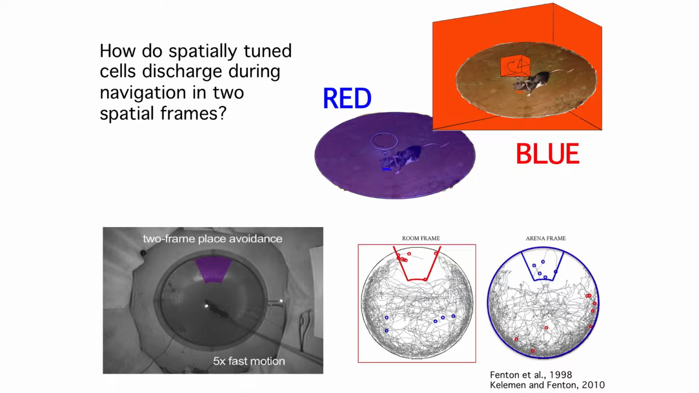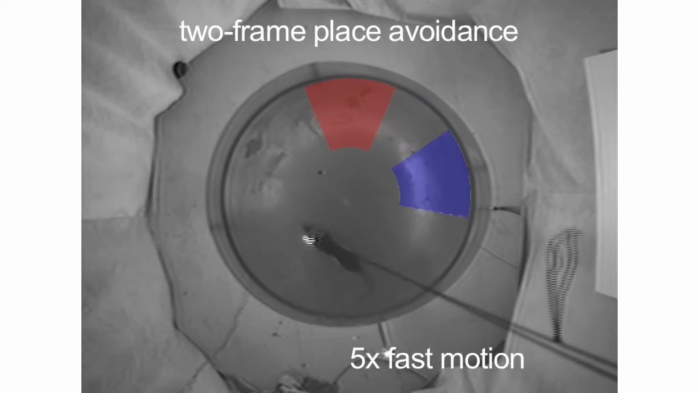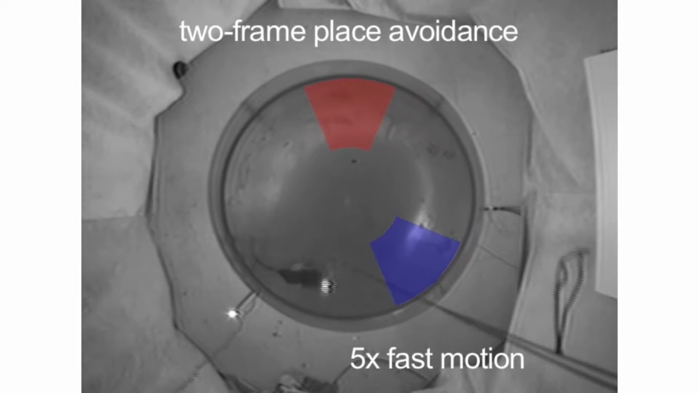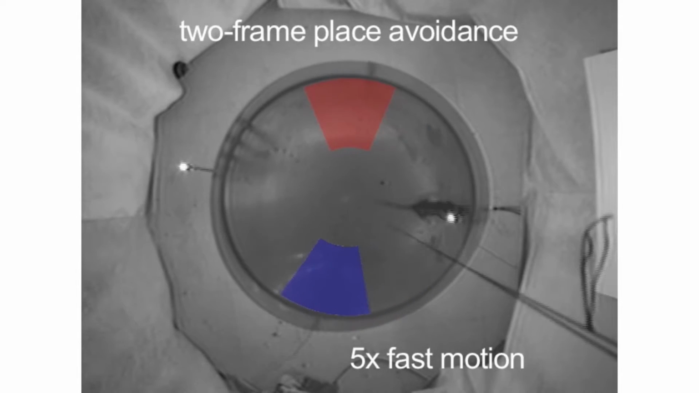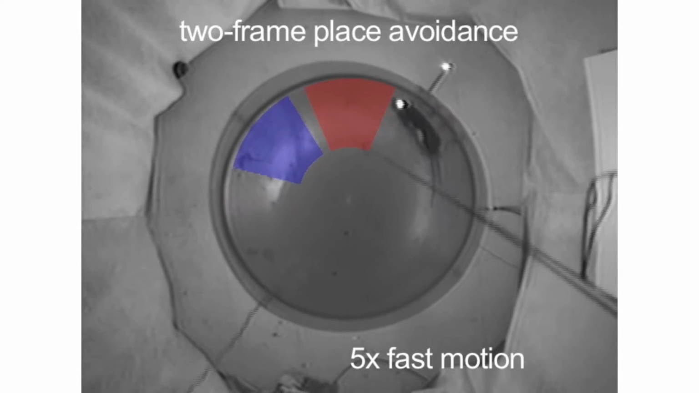And one of the tasks that we developed, I call it the two-frame place avoidance task, that will frame this talk, sort of looks like this. Here's a rat who knows how to do this task. The red space is anchored in the room. It's colored red, not for the rat, but so that we can identify it.